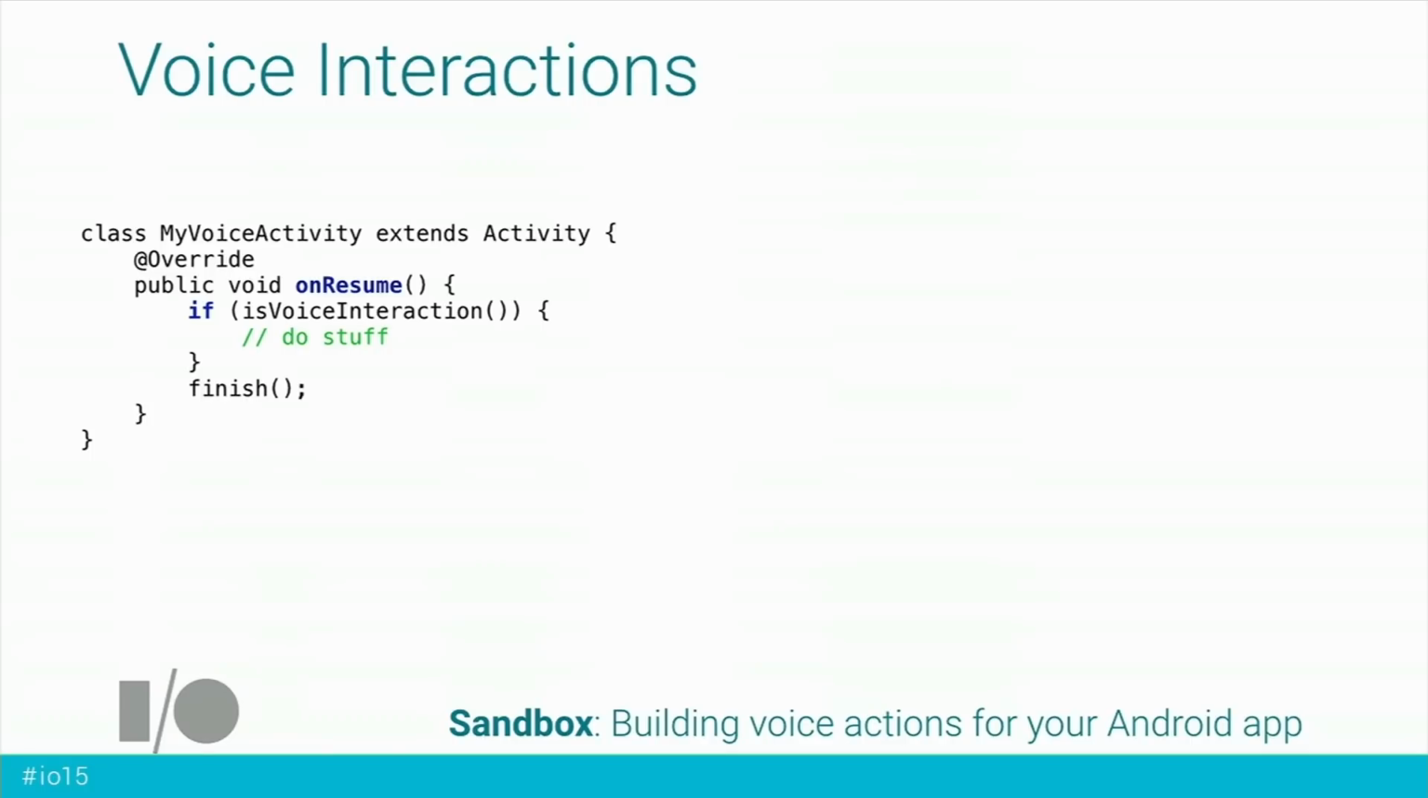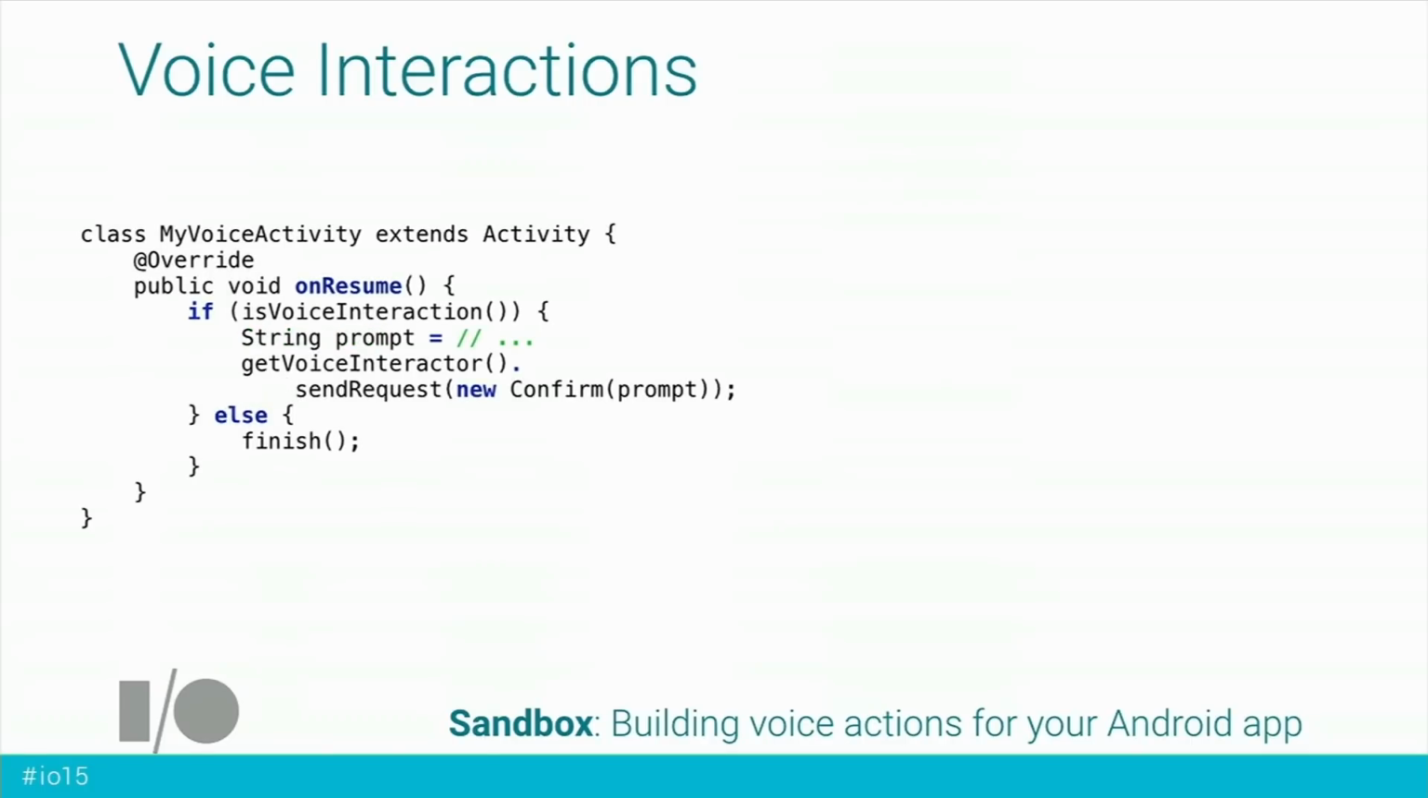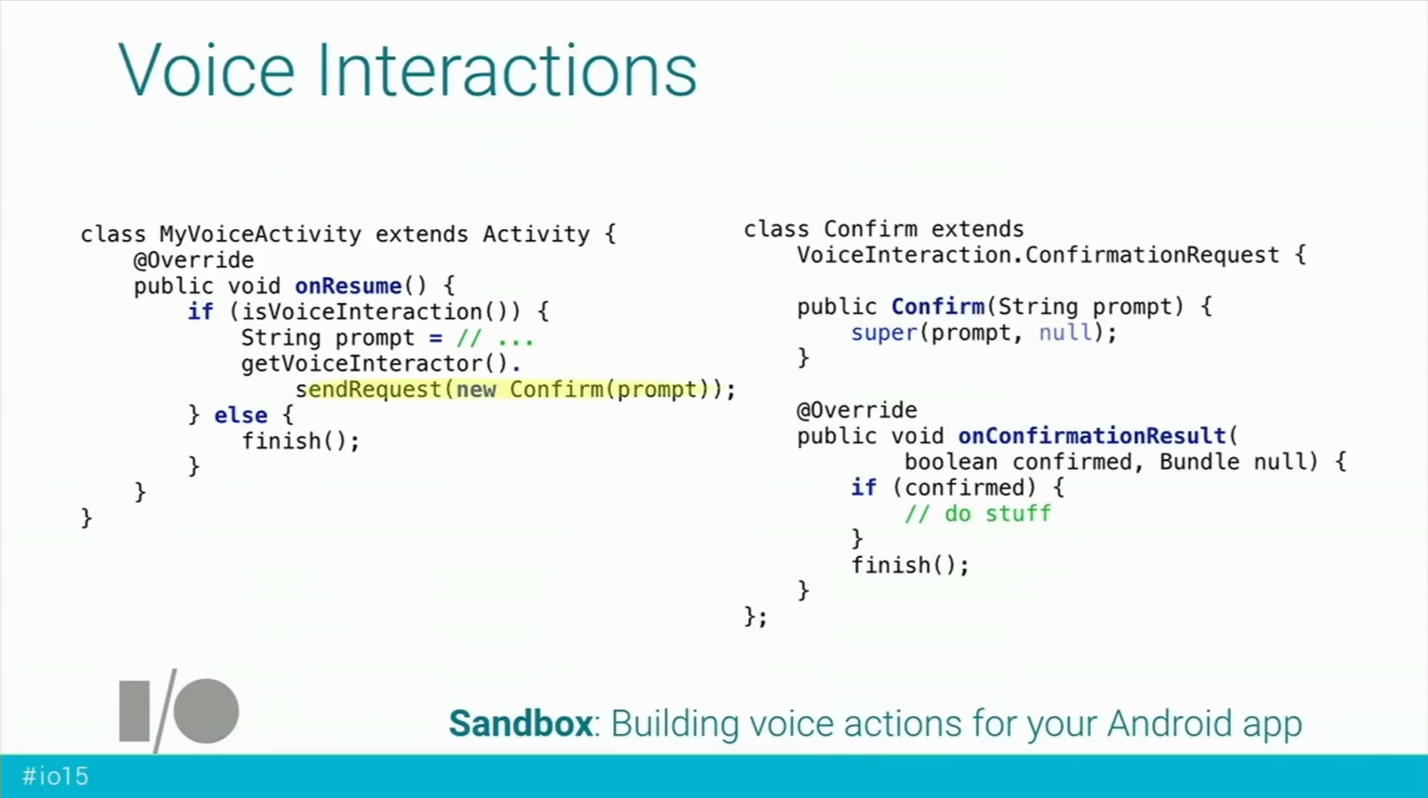You could say, was this a voice interaction? Go ahead and do some stuff. But now you can actually say, well, here's a string to create a prompt out of. Pass this back through creating this confirmation object. You're going to create a voice interaction confirmation request, and then the prompt goes back to the user. They do something with it, and then the information comes back to your activity. You get the appropriate information, take the appropriate action.